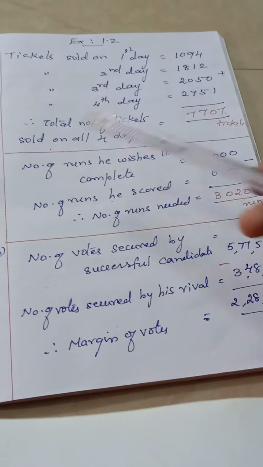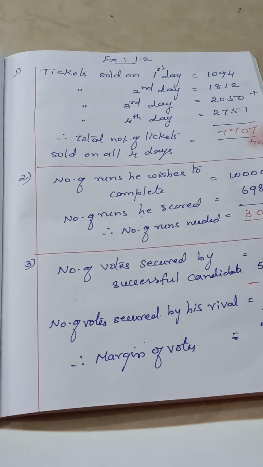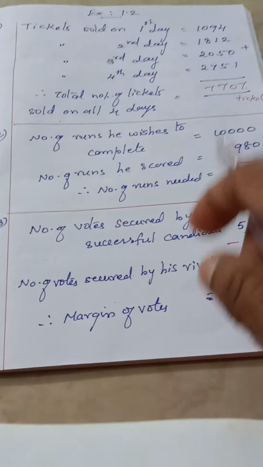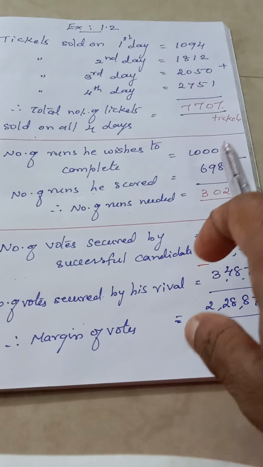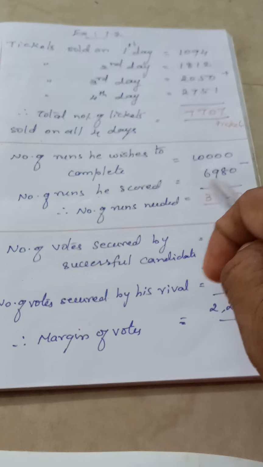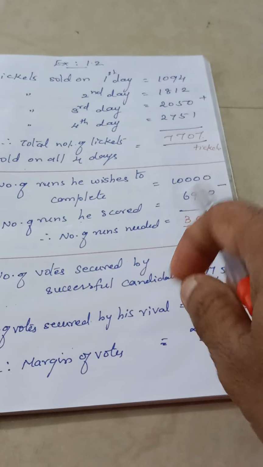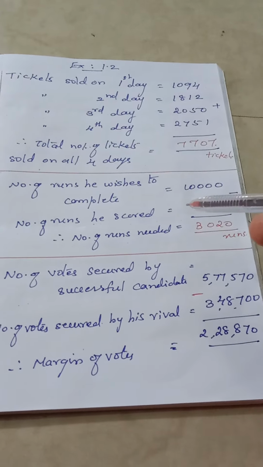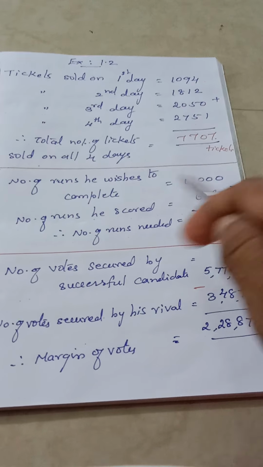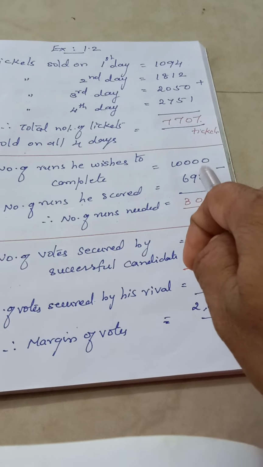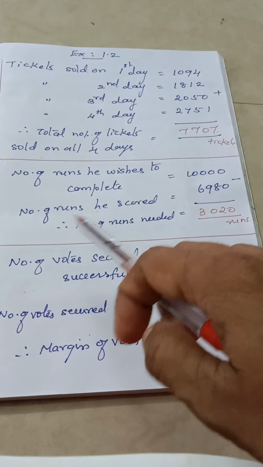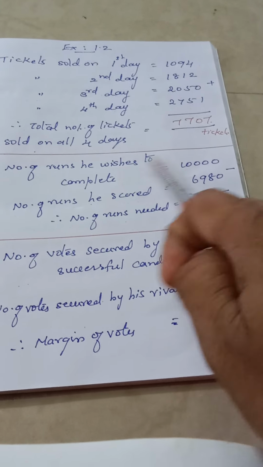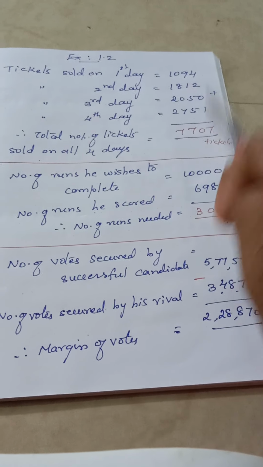Okay, now let us see the second question. In the second question they have given that Shekhar is a famous cricket player and he wishes to complete 10,000 runs, but he scored only 6,980. For fulfilling his dream, how many more runs are needed? So what we have to do here: how many runs does he wish to complete? It is 10,000. But how much did he score? 6,980.